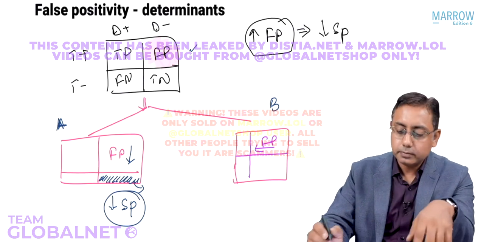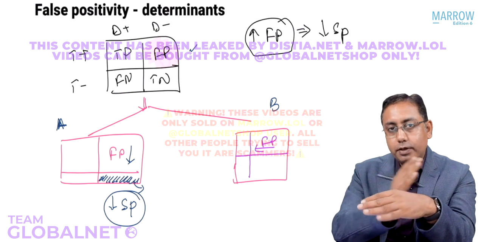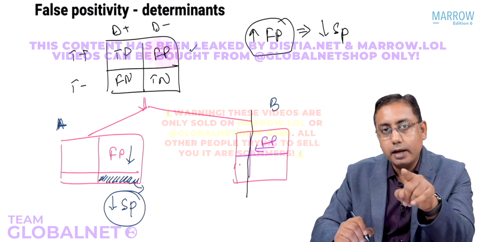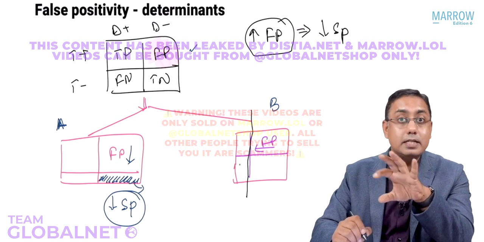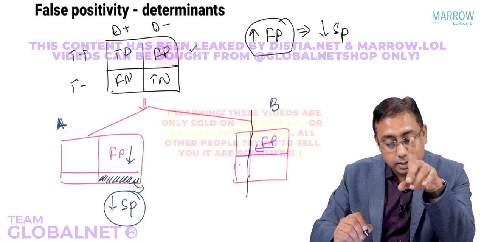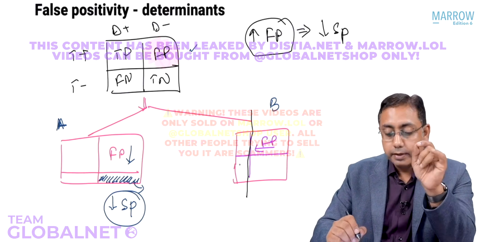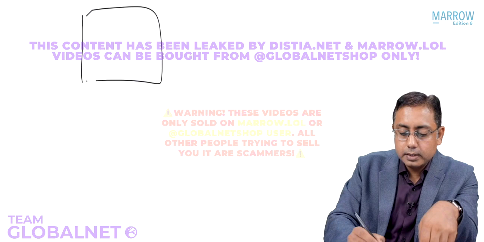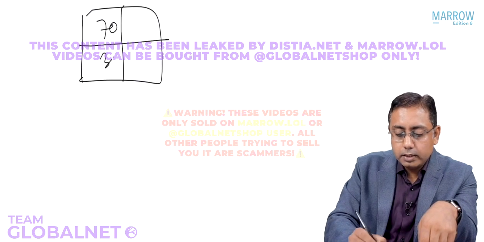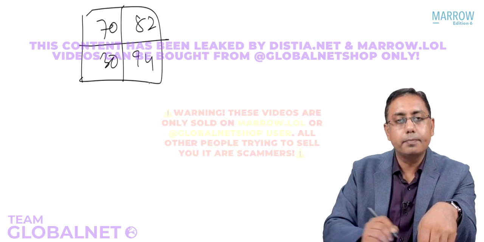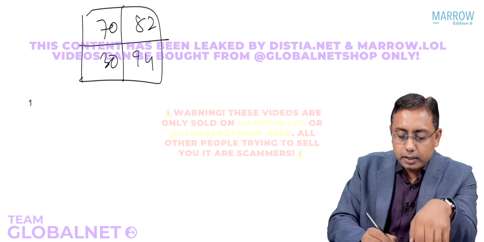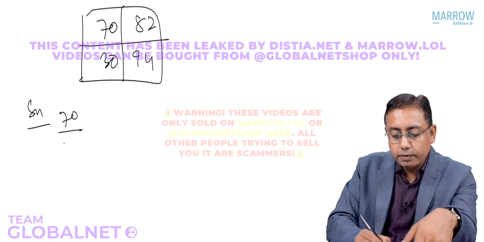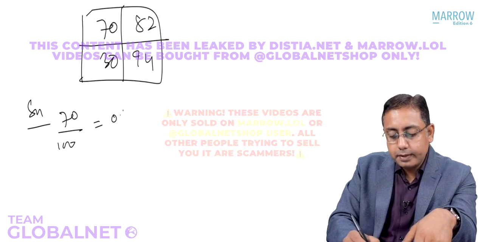Next MCQ. If you're moving the table left and right, what is decreasing? Please mind it. I do not want you to say it is the sensitivity which is decreasing. That is the most common wrong answer over here. Try understanding. Let us say this is 70, this is 30, this is 82, this is 94. Can you please calculate the sensitivity over here? That will be 70 over 100, that is 0.7.